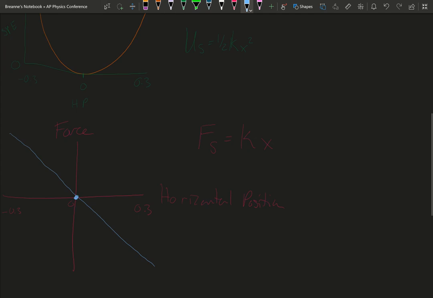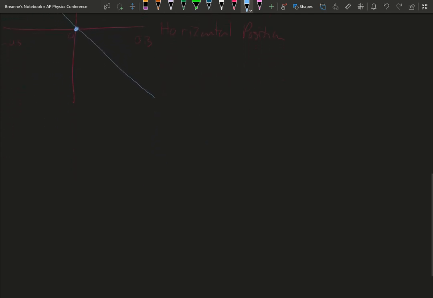Part B. Part B says calculate the period of oscillation for the block-spring system. So there's actual math involved on this one. Oh boy. Actual math. So it's asking for the period of oscillation. So for a spring, if you look on your equations, the period of a spring equals 2 pi square root of your mass divided by your spring constant.